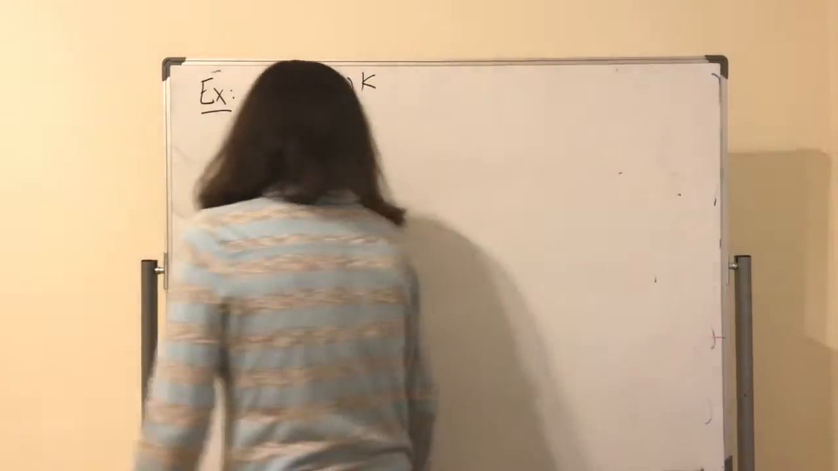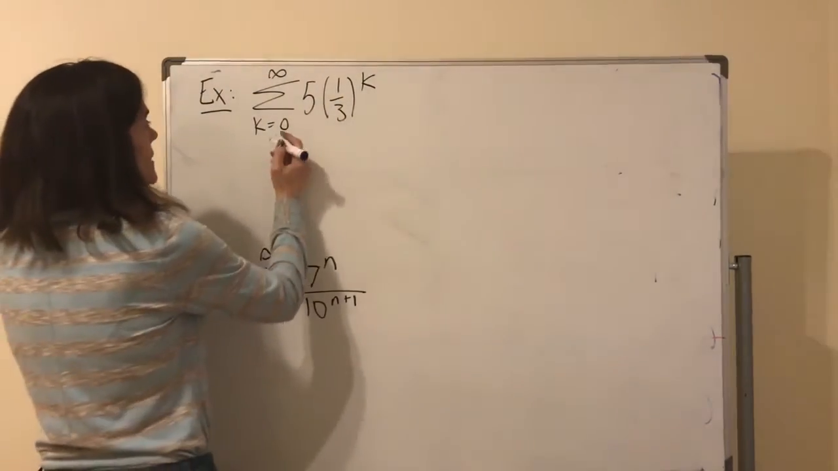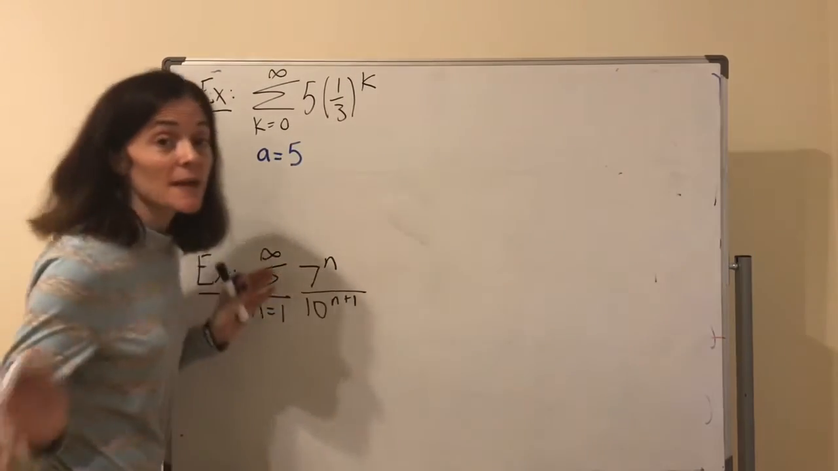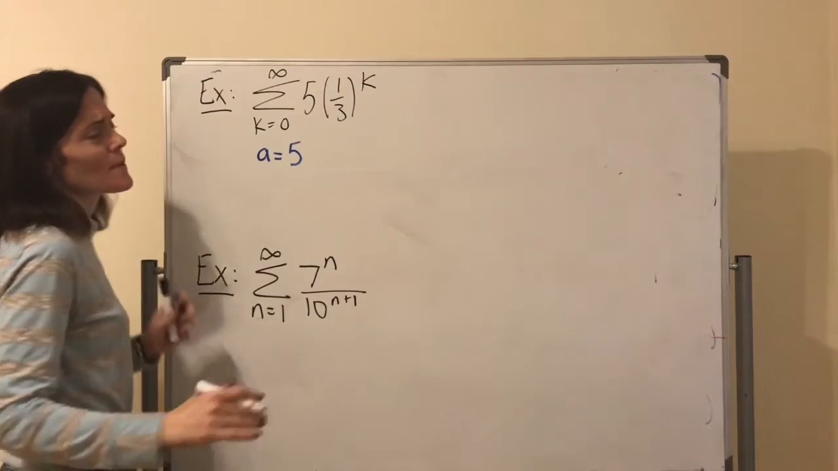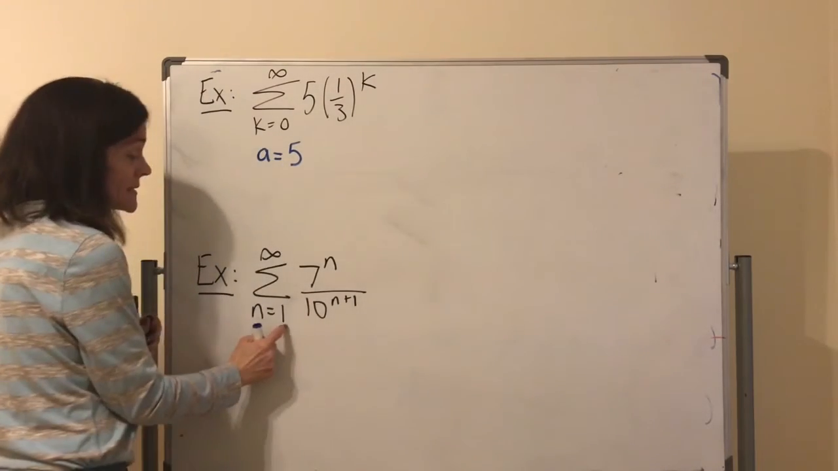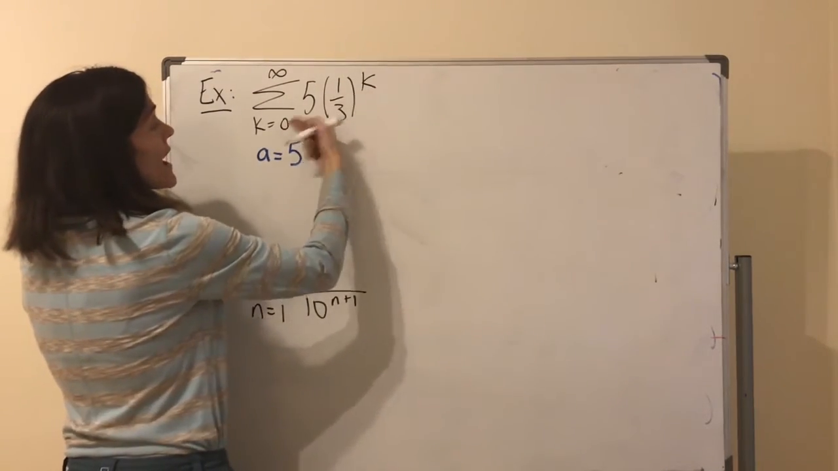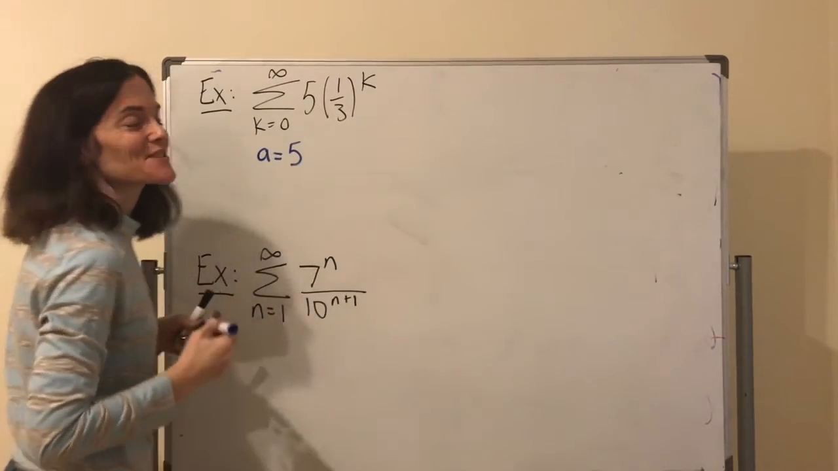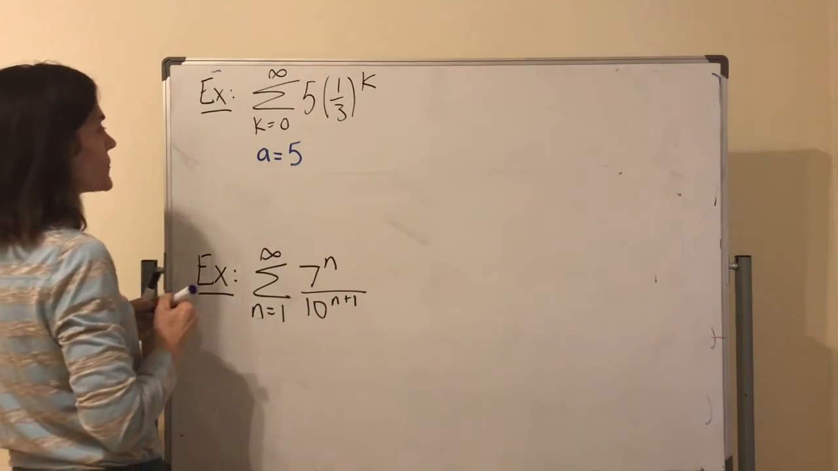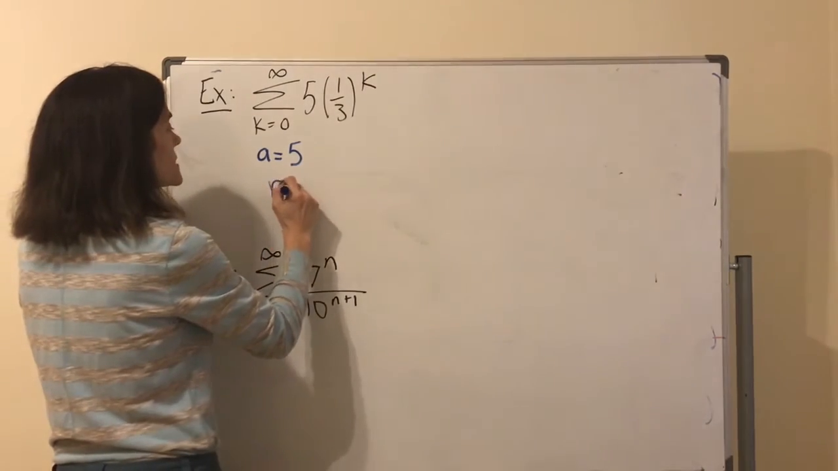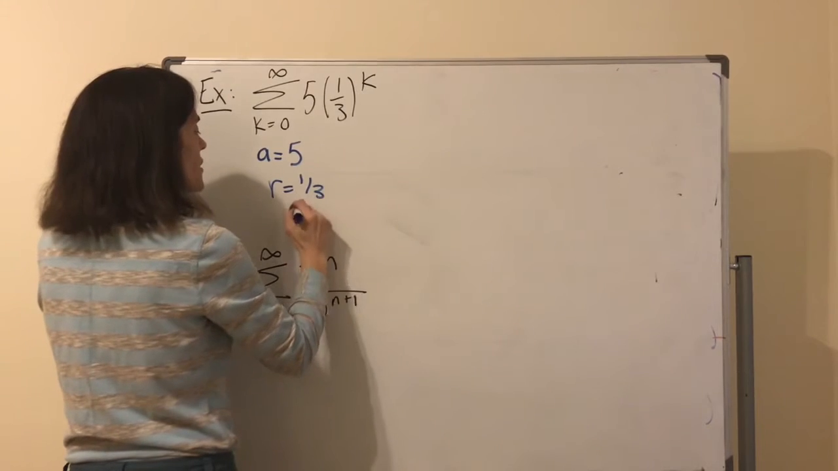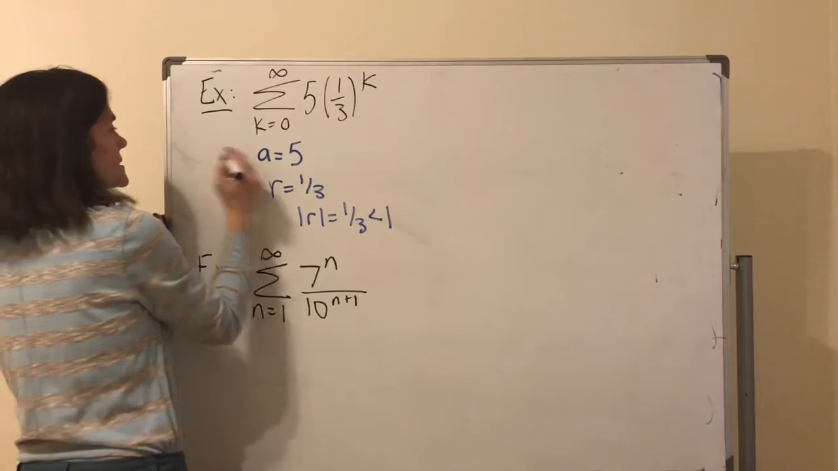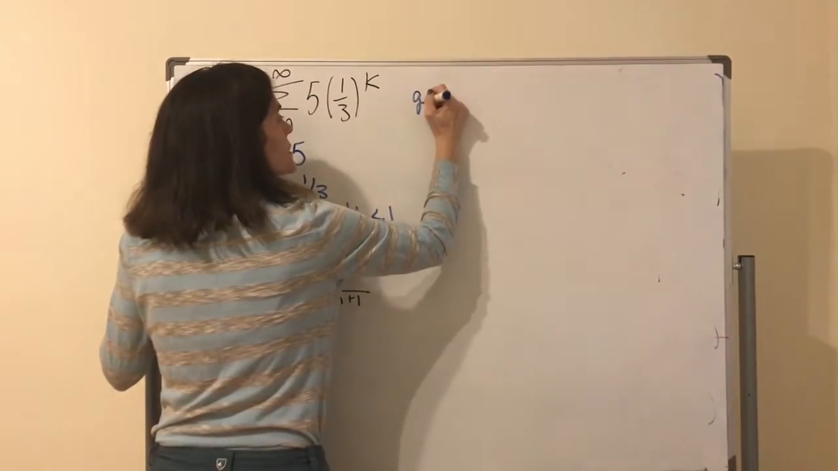So we see by looking at this here, my initial term a is 5. Okay, how do we get that? Well, it's directly in the form a r to the k, but if it's not, as it is not here, you evaluate the term at whatever the lowest index is in your sum. This gives me my initial term. And then r we see is 1/3. The absolute value of r is 1/3, less than 1. And I should say this is geometric.